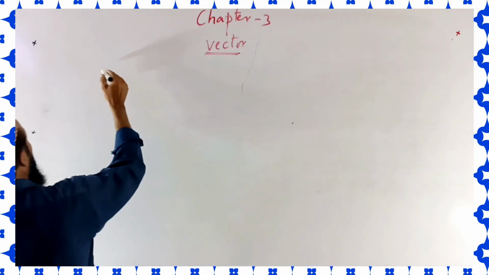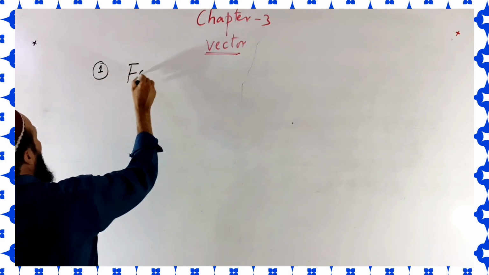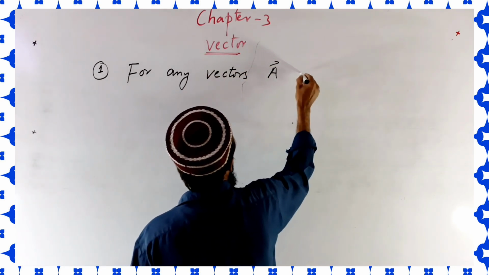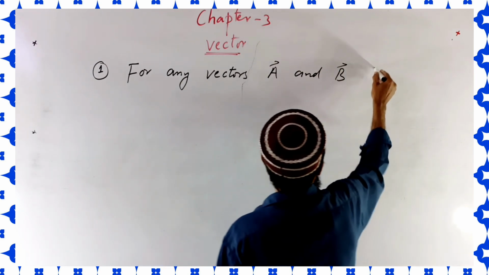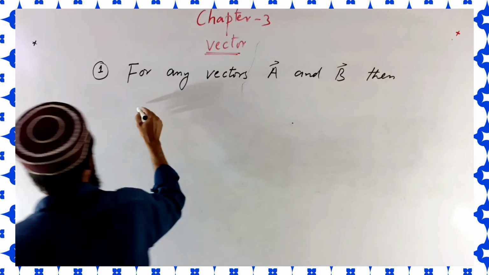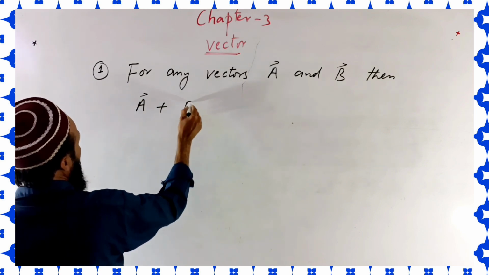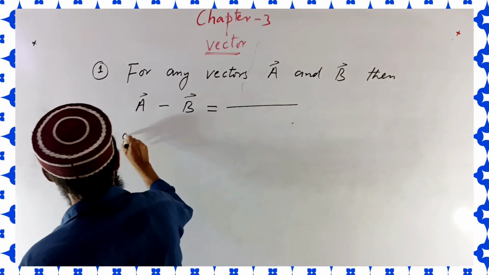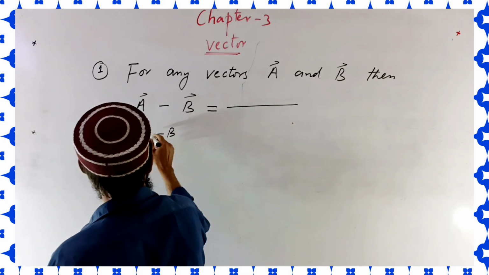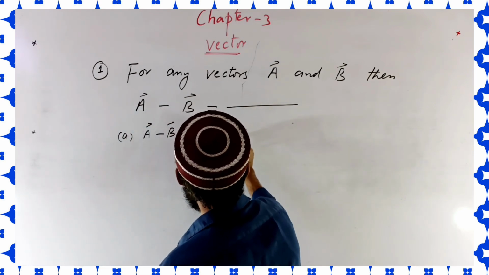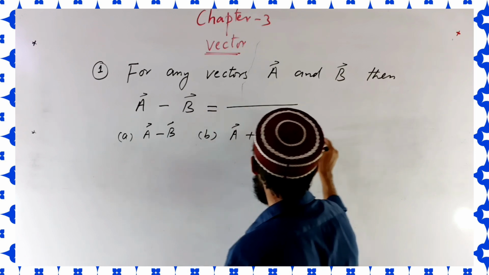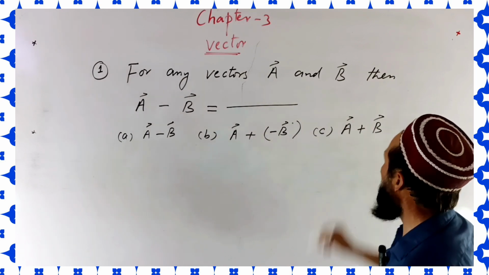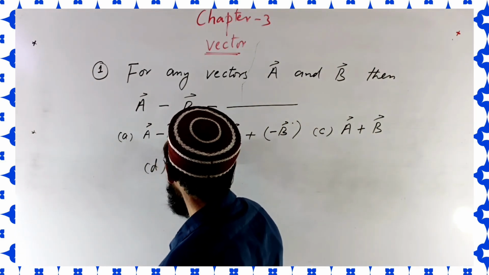We start from question number one, the first MCQ. For any vectors A and B, then A minus B is equal to: A, A plus B; B, A plus minus B; C, A plus minus B; and D, B vector minus A vector.